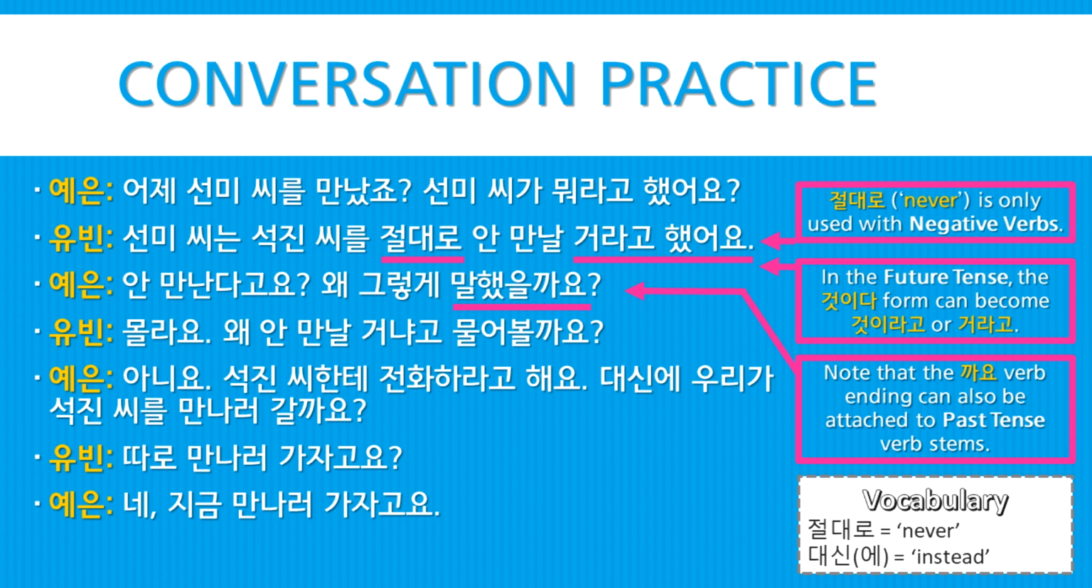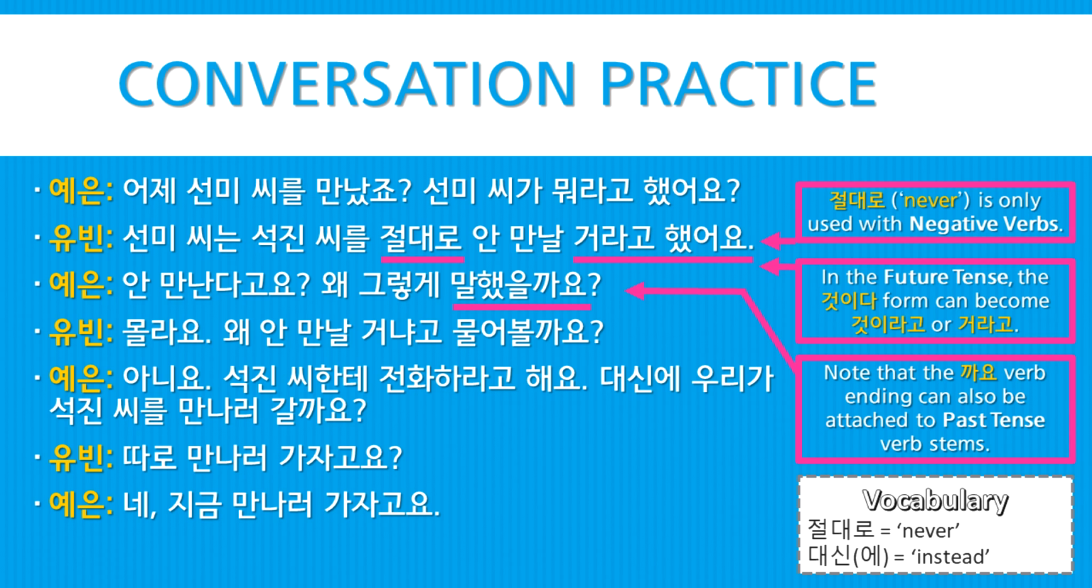안 만난다고요? Did you say that she won't meet him? 왜 그렇게 말했을까요? Why could she have said that? Or why could she have said so? Note that the 까요 verb ending can also be attached to past tense verb stems, such as here. 말했을까요? 몰라요. I don't know. 왜 안 만날 거냐고 물어볼까요? Shall I ask why you will not meet him?